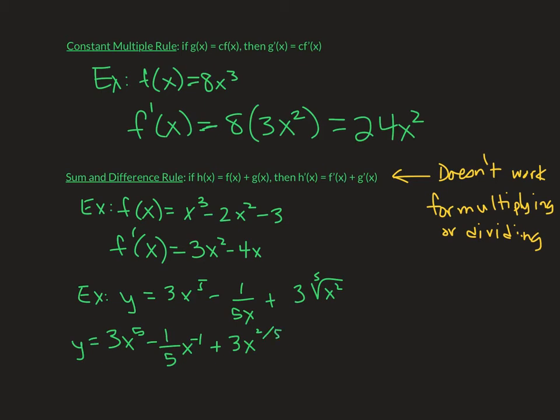Now we can actually evaluate this. So we get y prime, that's my derivative, remember, is equal to 15x to the 4th plus, remember I'm multiplying by negative 1 over 5x to the negative 2. I subtract 1 from my negative 1. Plus, I have 3 times 2/5, which is 6/5. I'm going to subtract 1 from my exponent. That's going to give me negative 3/5.